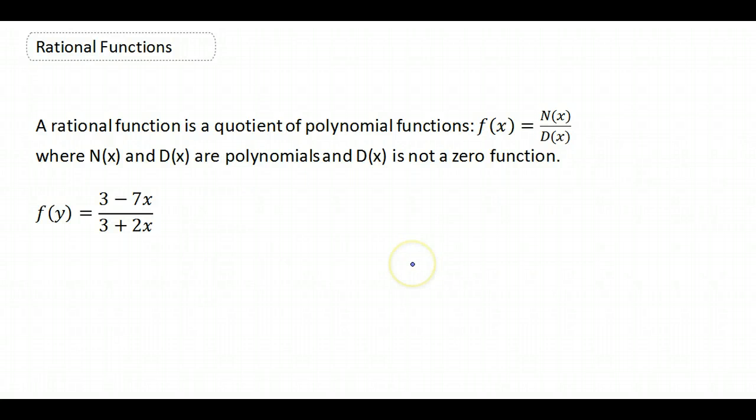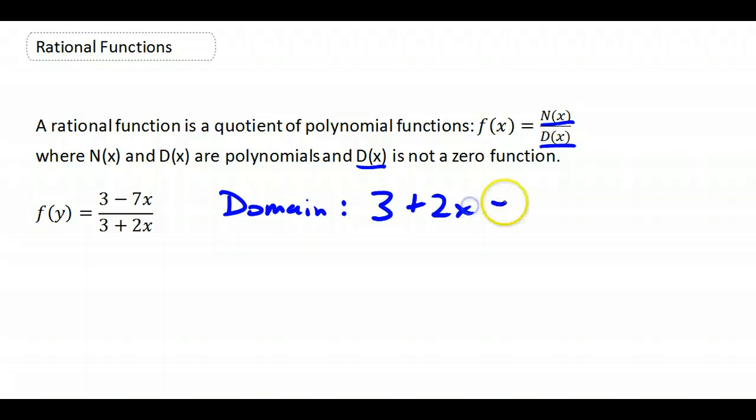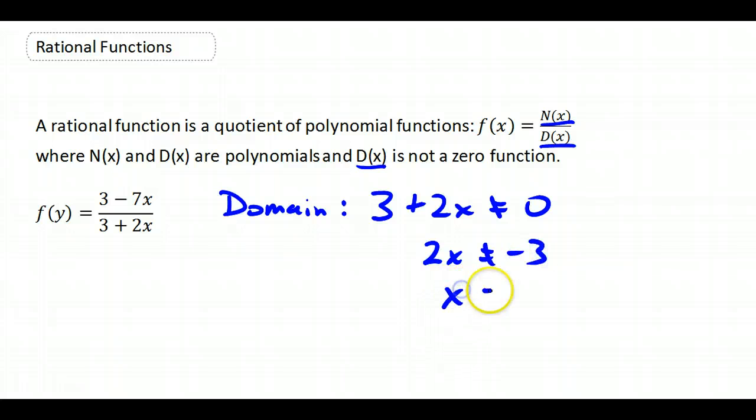Let's talk about rational functions. A rational function is a quotient of polynomial functions where you've got a polynomial on the top and a polynomial on the bottom. You need to make sure the denominator function is not a zero function. So the first thing you always want to do is figure out your domain. So you're going to make sure that the denominator does not equal 0. So in this case, 2x would not be negative 3, so x cannot be negative 3 halves.